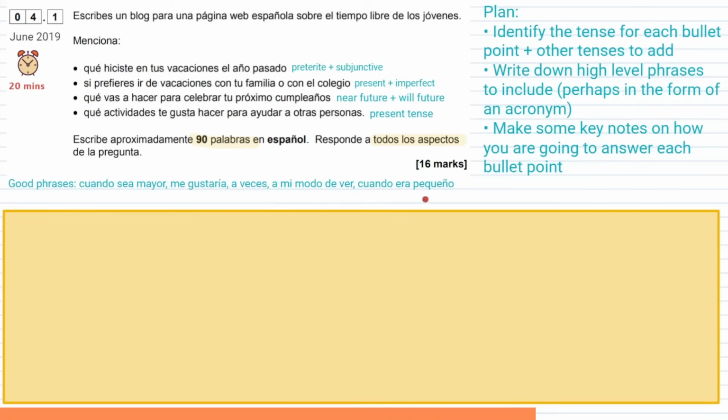So that's the tense part of the planning done, identifying the main tense for each bullet point and any additional tenses you can use if you are confident in doing so. Another really important step in planning is writing down phrases or sentence starters that will increase the complexity of your writing. As I mentioned for question 2, on my website I have a PDF that has loads of these phrases, so memorize a few and use them in your work. Now, the final step of planning, making some notes on how you are going to answer each bullet point. You can do this in English or Spanish. Okay, now I've done that, so for each bullet point I've made some basic notes for myself when I go to answer. Let's now take a look at the mark scheme.